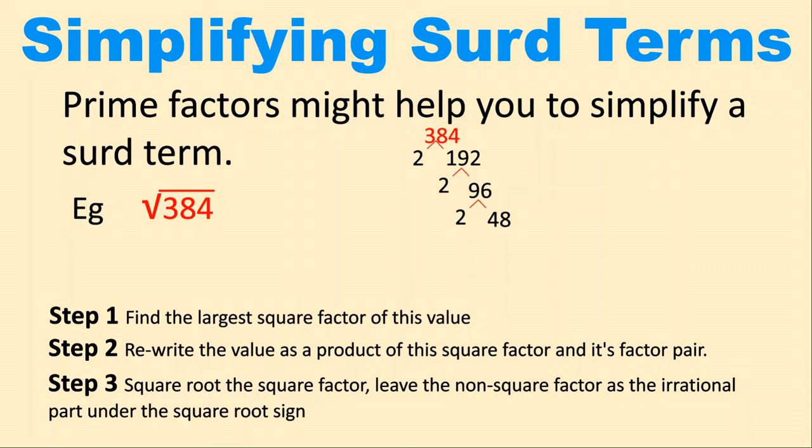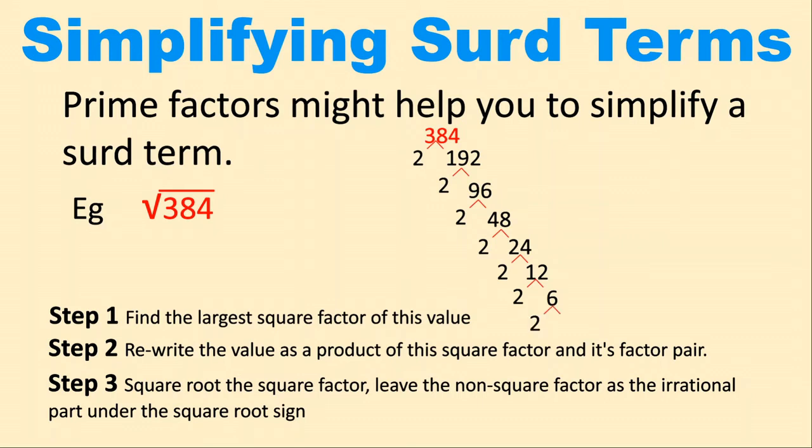Let's keep going. 48 divides by 2, and the answer is 24. 24 also divides by 2, and the answer is 12. 12 also divides by 2, and the answer is 6. Now we don't always divide by 2, but we'll continue dividing by small prime factors until we get to a prime answer. And the smallest prime factor I can think of is 2.